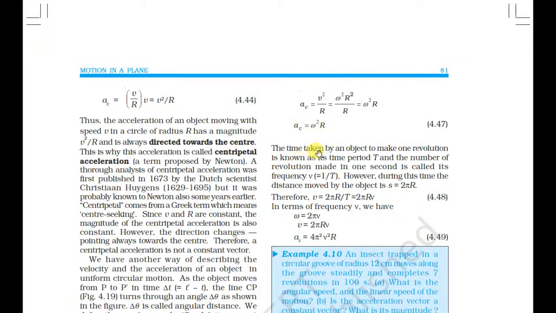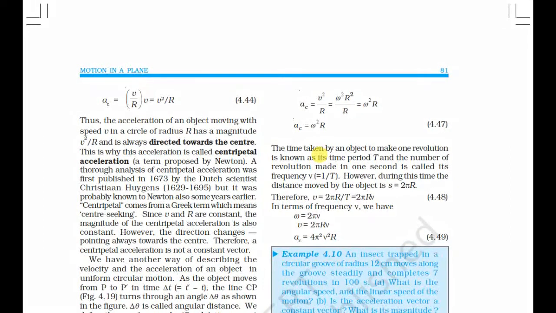The time taken by an object to make one revolution is known as the time period T, and the number of revolutions made in one second is called the frequency. So frequency nu equals 1 by T. During this time the distance moved by the object is 2 pi R. Therefore v equals 2 pi R upon T.